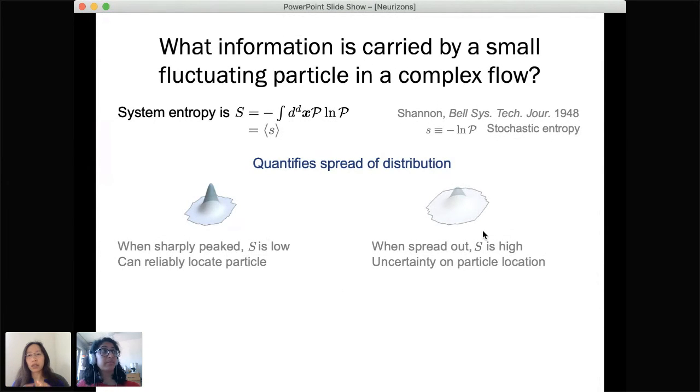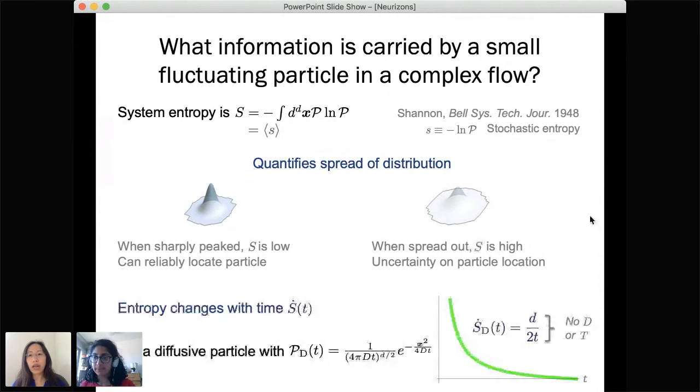And when the particle is very spread out, very diffuse, then this entropy is high, and this means there's a lot of uncertainty on where the particle is. So these differences in entropy can then tell us about how much information we have about where the particle is. And in fact, if we look at just the diffusion of a single particle without any flow, it's really simple. It just depends on the dimension and over time.